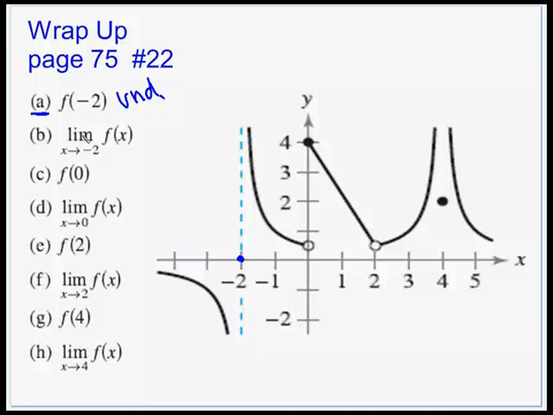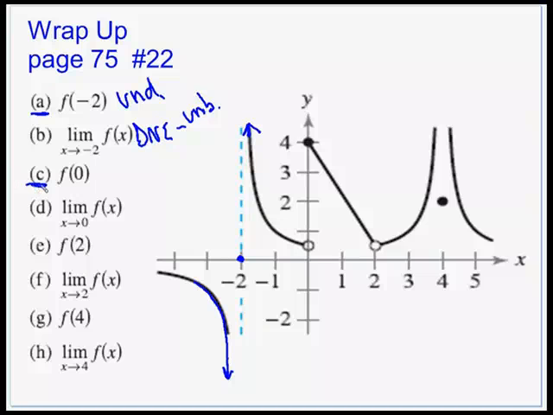Part B, what is the limit as x approaches negative 2? Well, if I approach negative 2 from the left-hand side, it looks like my function's headed down toward negative infinity. If I approach negative 2 from numbers above negative 2, from the right-hand side, it looks like the function is headed up toward positive infinity. So this limit, DNE, it does not exist due to unbounded behavior.